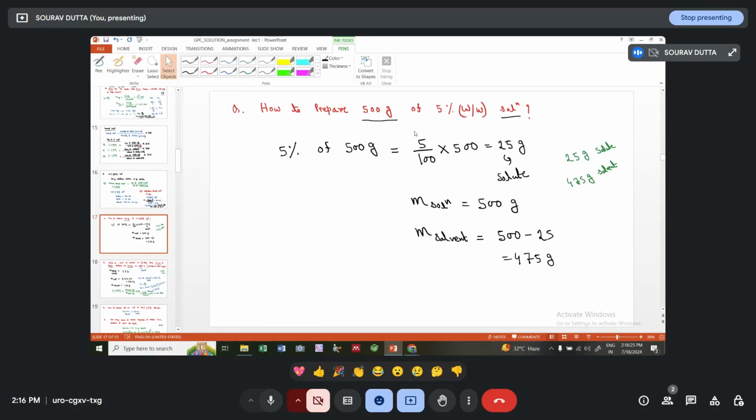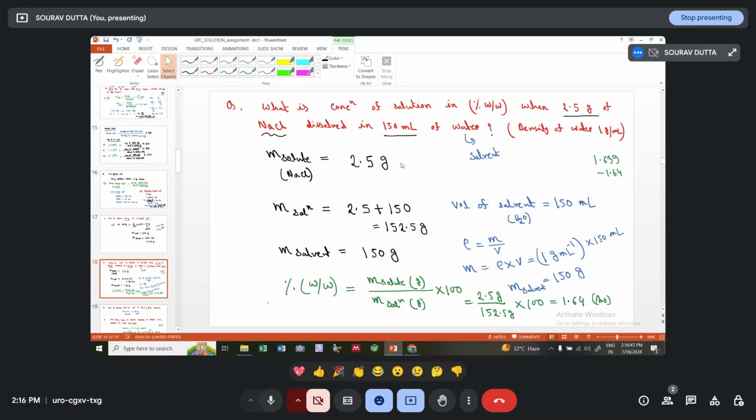Or you can calculate easily in this way. That is 500 into 5%. 500 into 5 by 100 equals to 25 gram solute. Total mass 500 gram. So mass of the solvent 500 minus 25, 475 gram.